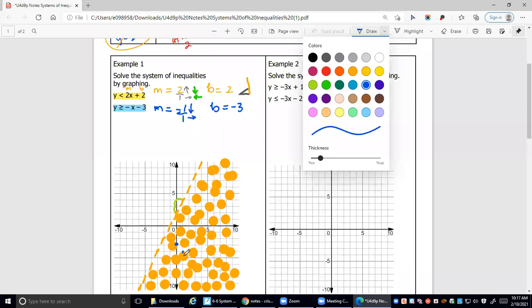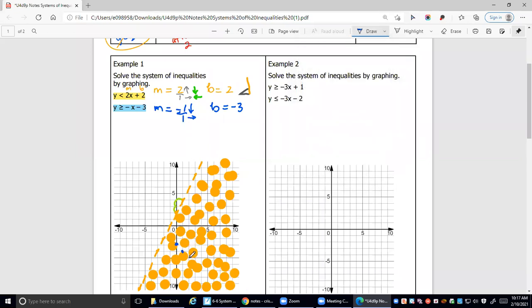Chloe, what do you think? Doable? All right, cool. So down by 1 and to the right by 1, down by 1 and to the right by 1. And then you're just going to reverse it and put it in the opposite way. Now, what kind of line should I draw here? Solid or dashed?